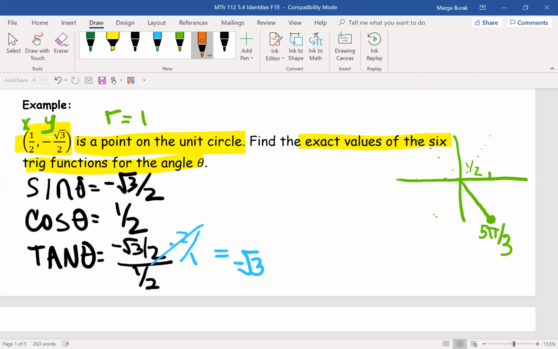Now we get our reciprocals. So the reciprocal of sine is cosecant, S to C.